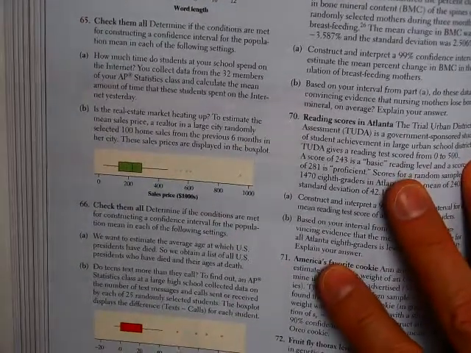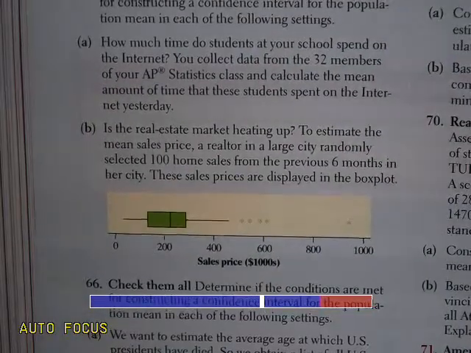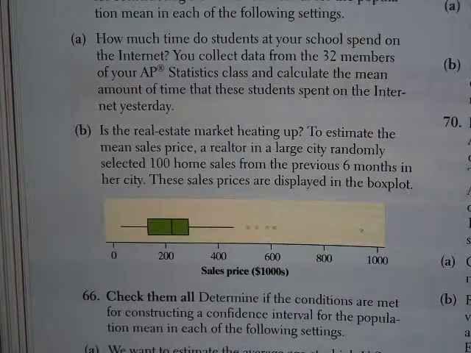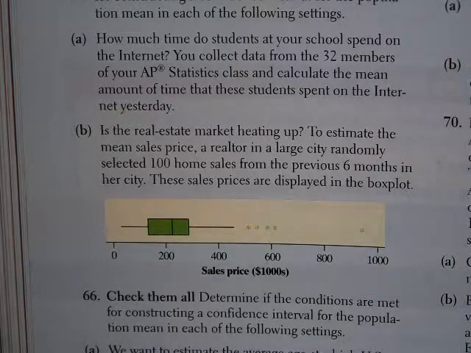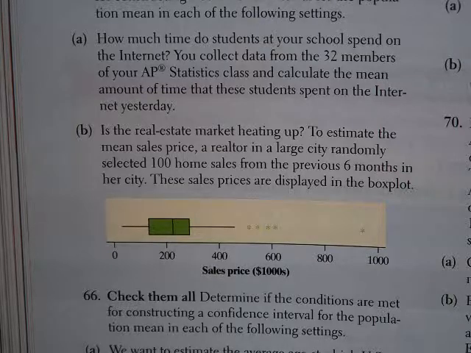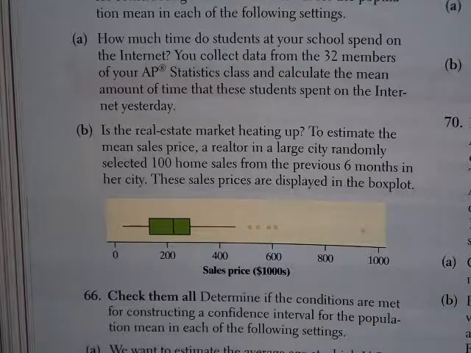We're checking conditions here. Let's just go through these, see if we've met our conditions. A, how much time do students at your school spend on the internet? You collect data from the 32 members of your AP statistics class and calculate the mean amount of time that these students spent on the internet yesterday. Okay, SRS. Is this an SRS? No. So we break that condition right off. So we've not met the conditions in A.